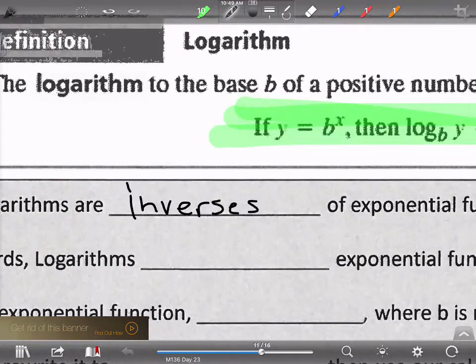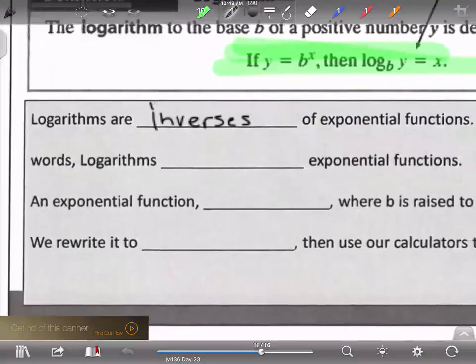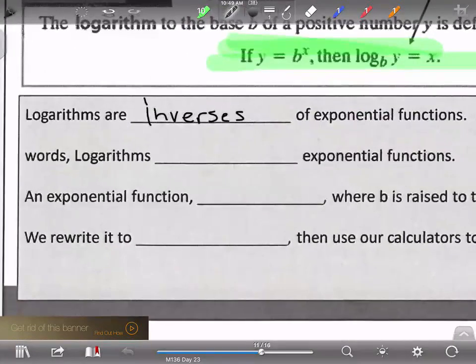So logarithms and exponential functions are inverses, they're opposites of each other. If we need to cancel one out, we're going to use the other one. So just like we would add 2 if we were trying to get rid of a -2, if we're trying to get rid of a logarithm, we can use exponentials, or if we're trying to get rid of an exponential, we can use a logarithm.